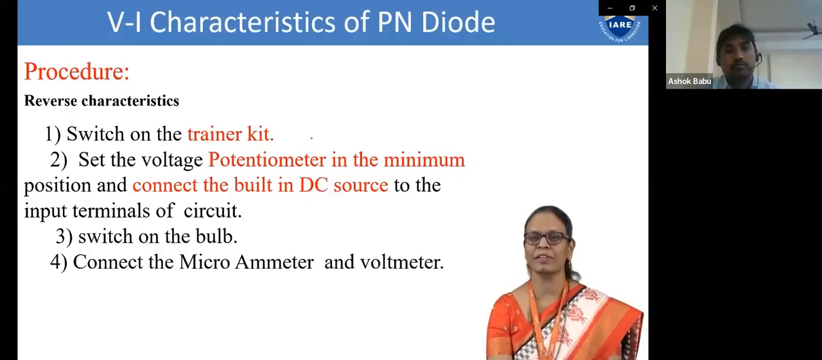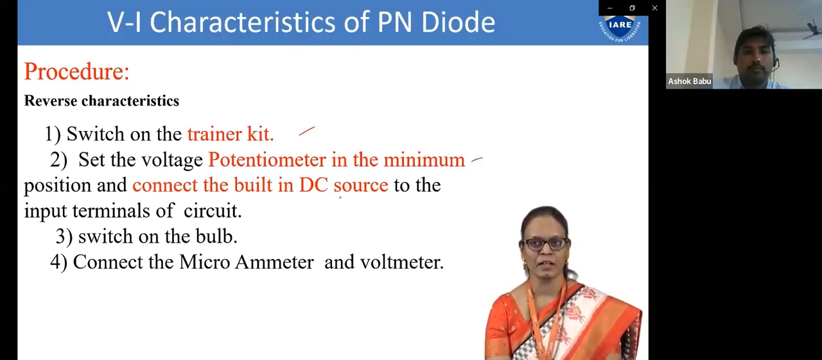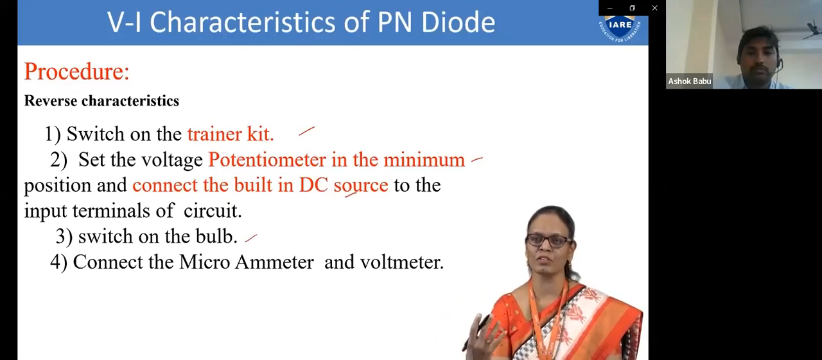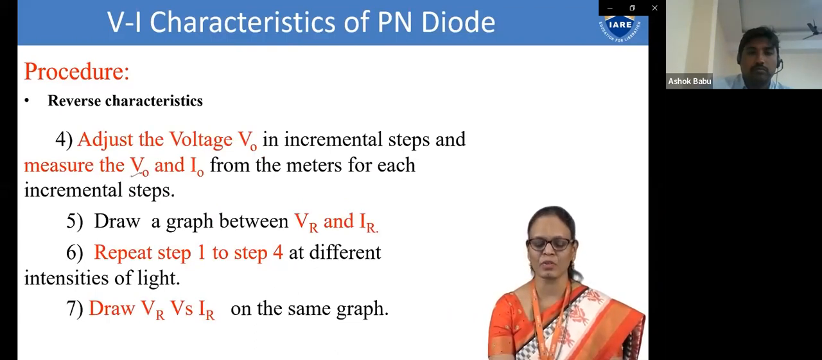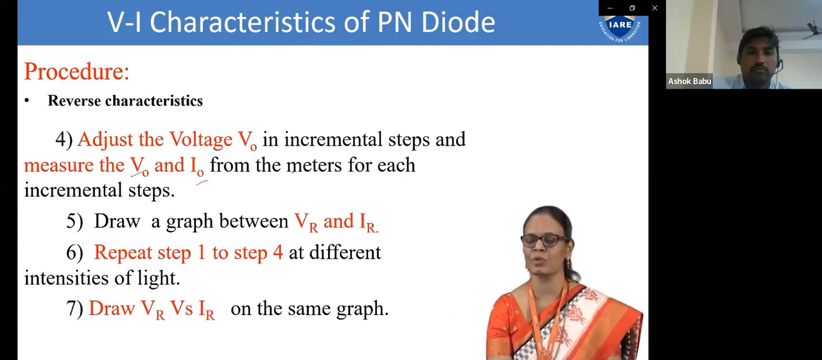Yes, let us see what we have seen. We have switched on the trainer kit. We have set the potentiometer in the minimum position first, and we have connected the DC source which is inbuilt, and we have switched on the bulb. Means when the bulb is on, the light will come and fall onto the photodiode. We have connected the microammeter and the voltmeter, and now we are adjusting the voltage in incremental steps, and we are measuring the voltage and the corresponding current.